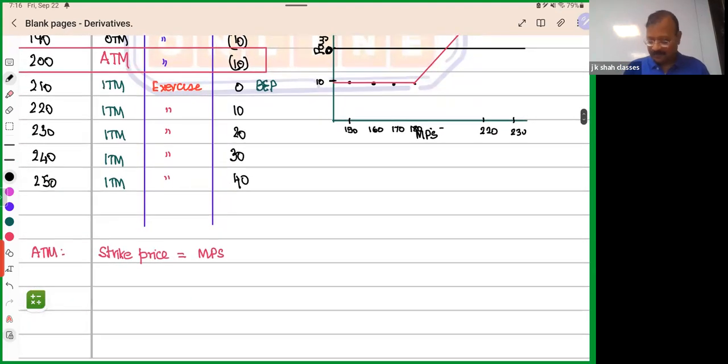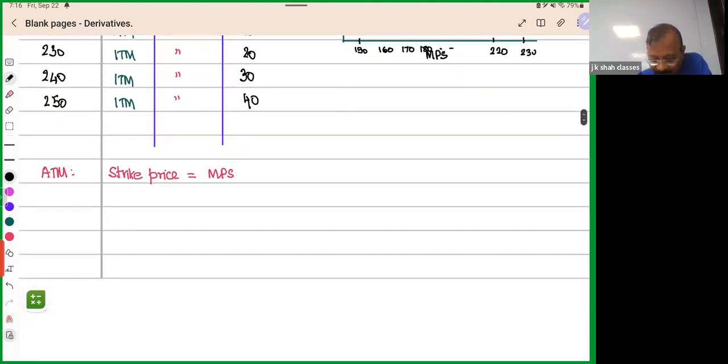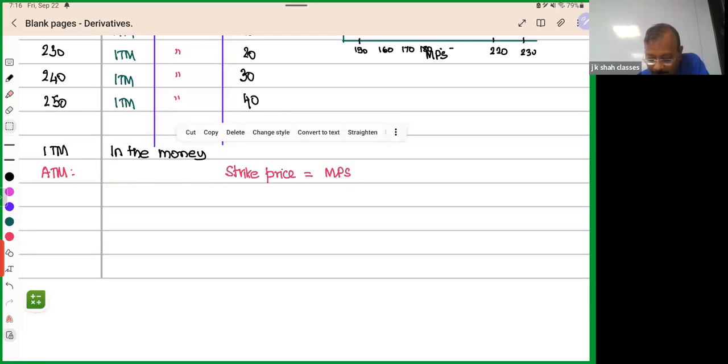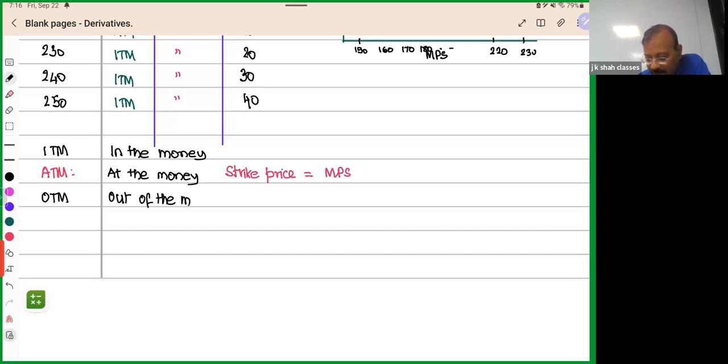See this full form, since this is the first time we are doing this. ITM is in the money. ATM is at the money, and OTM is out of the money. And the strike price equals MPS only at the ATM point. उसके ऊपर नीचे कुछ मत लिखना, अपना दिमाग लगा के कि ITM strike price is greater than this, therefore this, वो सब कुछ मत लिखना अभी.